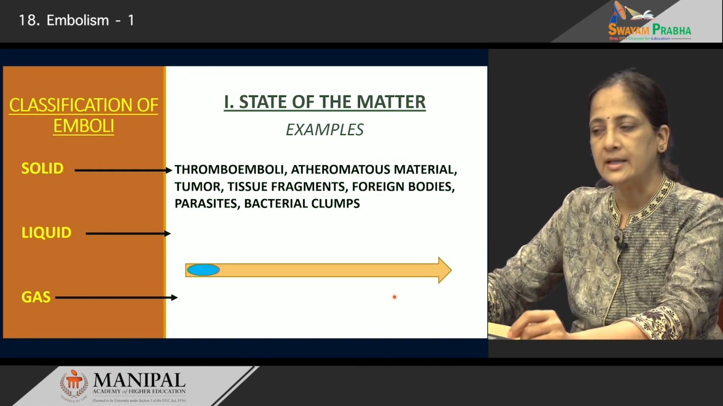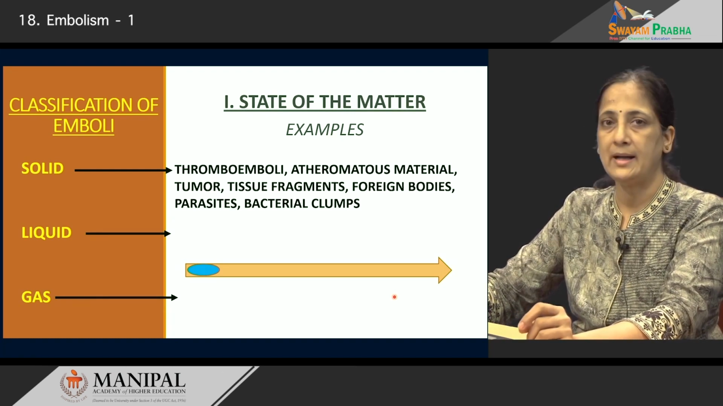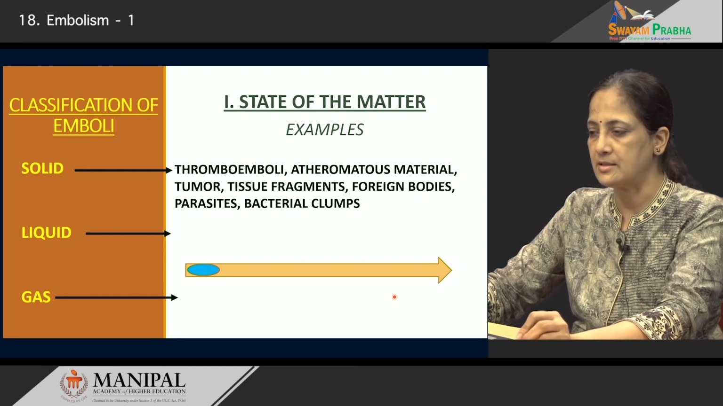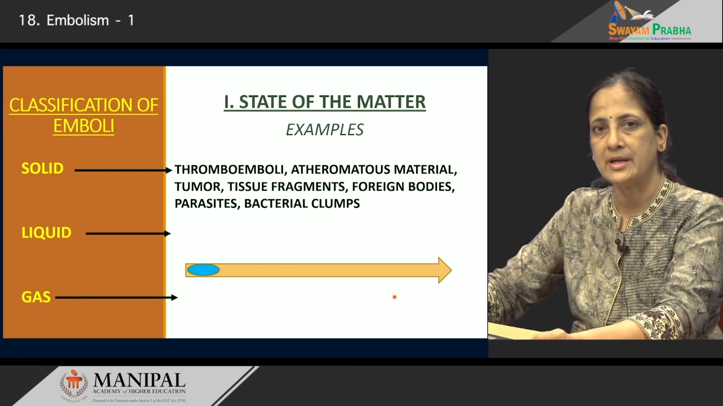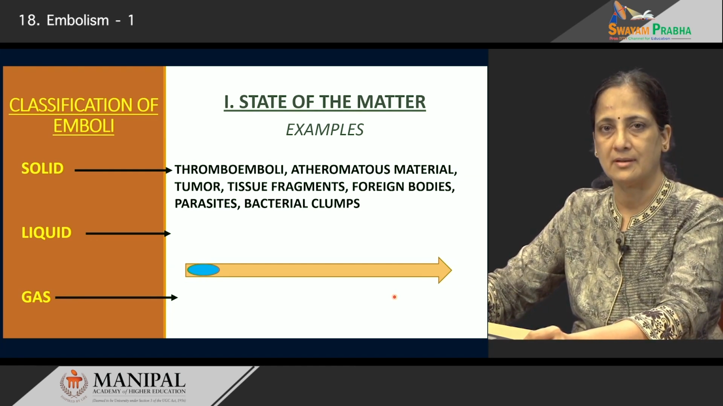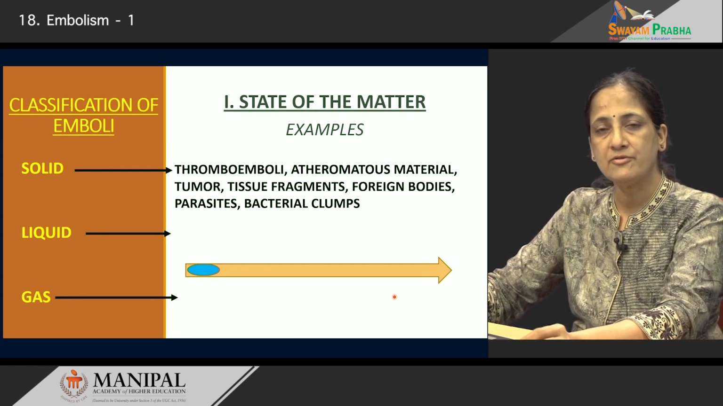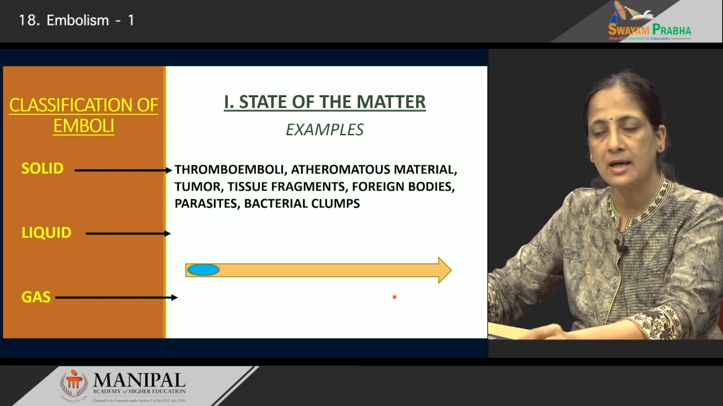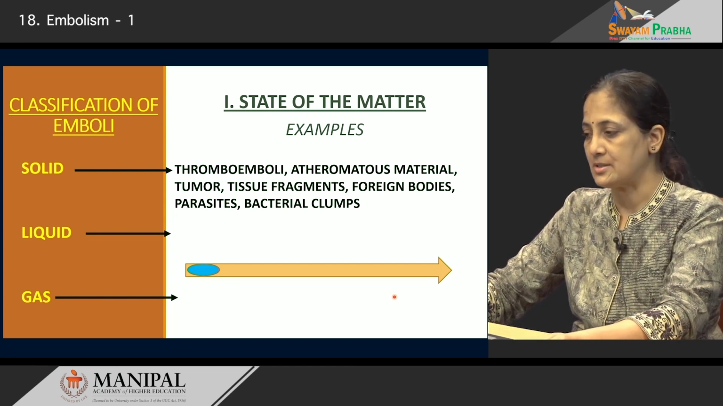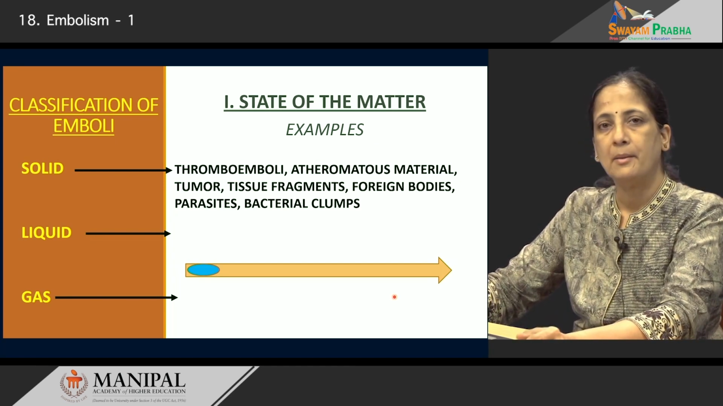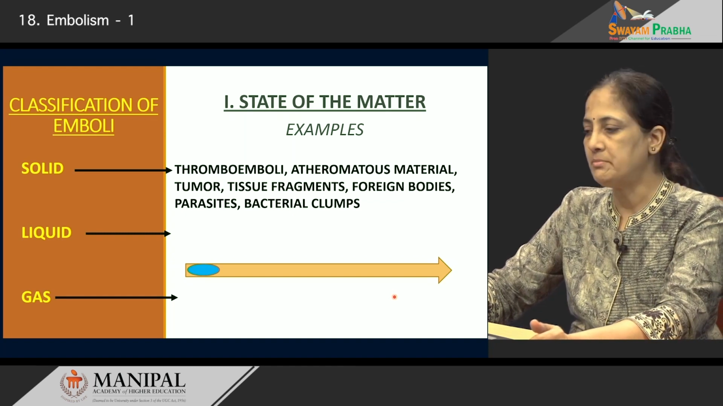Solid material include pieces of thrombi that are present in the circulation. They break away and are pushed away distally in the circulation. It can be material from within atherosclerotic plaques, the atheromatous material. It can be bits of tumor, tissue fragments, foreign bodies, parasites, and even bacterial clumps.